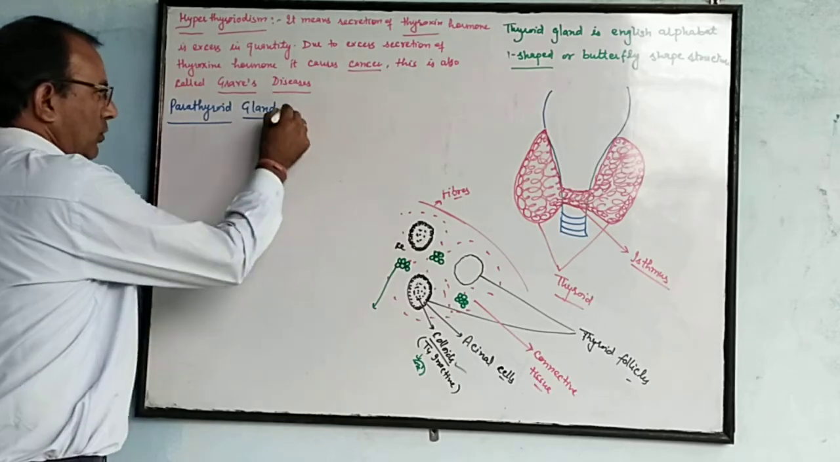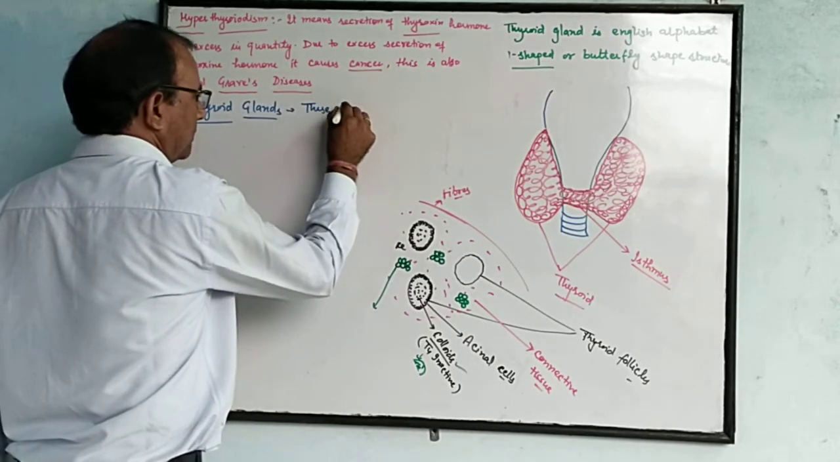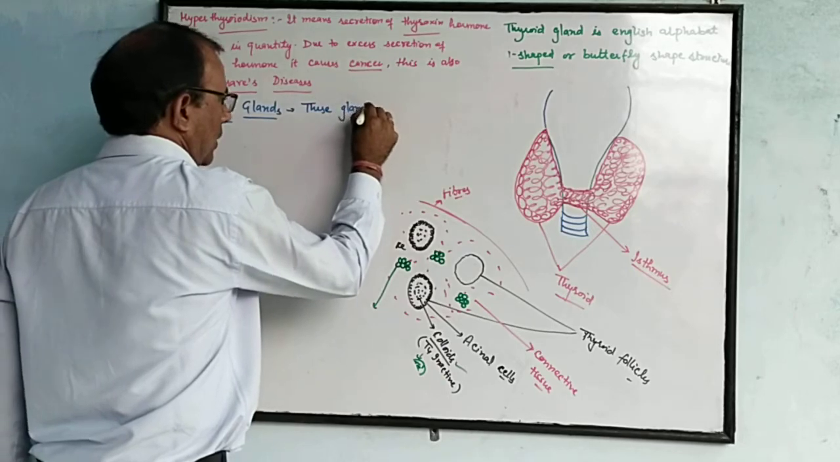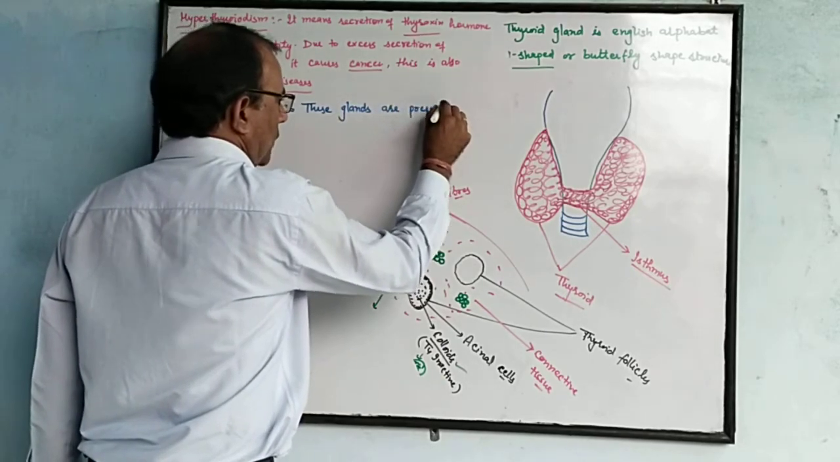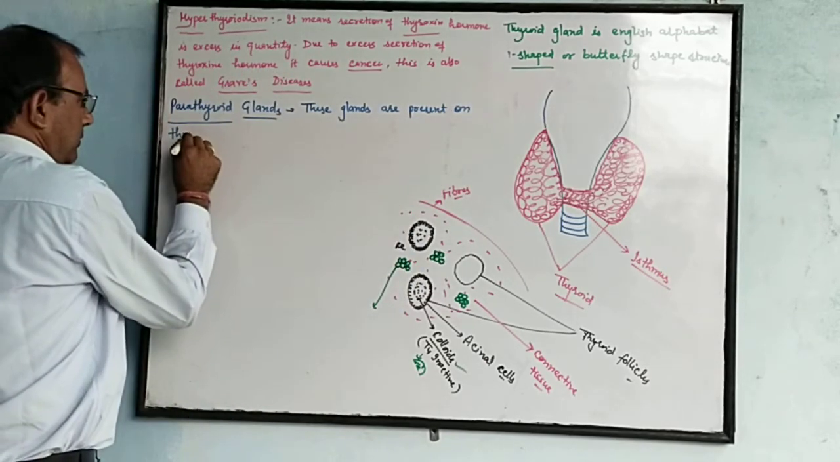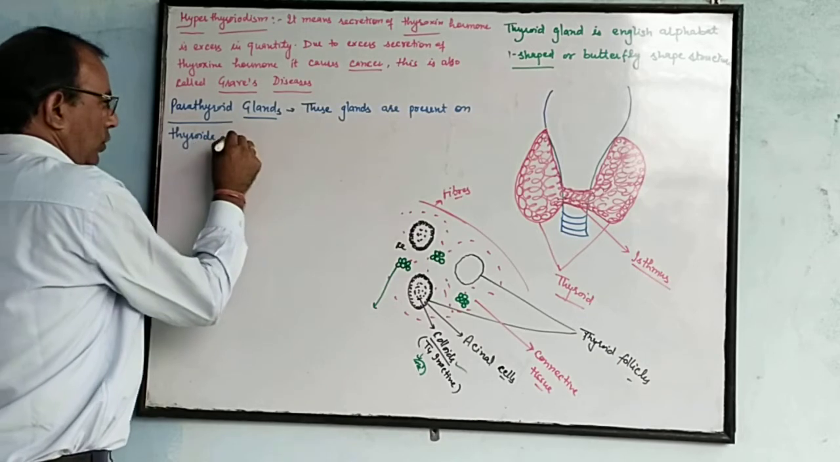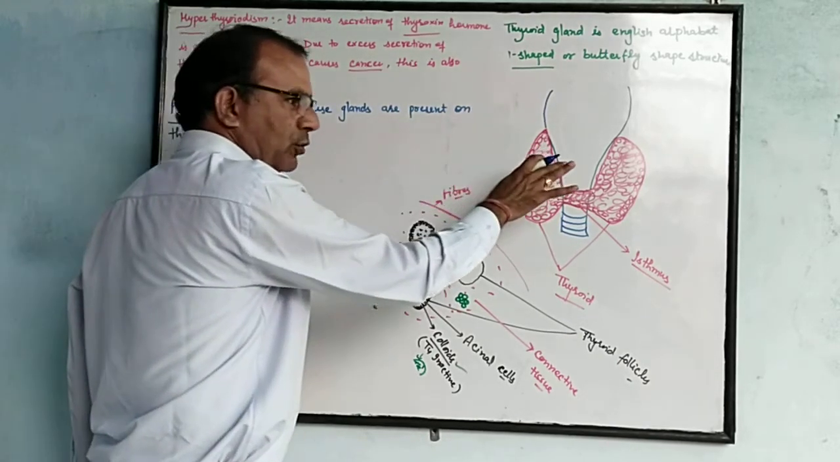Parathyroid glands are present on the thyroid gland. These glands are present on the thyroid's dorsal side. It means they are present on its back side.